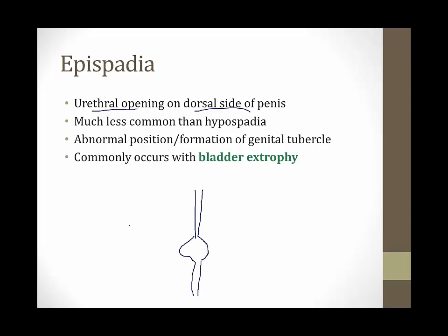In contrast, for an epispadia to form, the only way this can happen is if there is abnormal position or formation of the genital tubercle, and this is much less common. And because the genital tubercle is at the top of the external genitalia close to the bladder, this commonly occurs together with bladder exstrophy, where the bladder is located outside of the body.